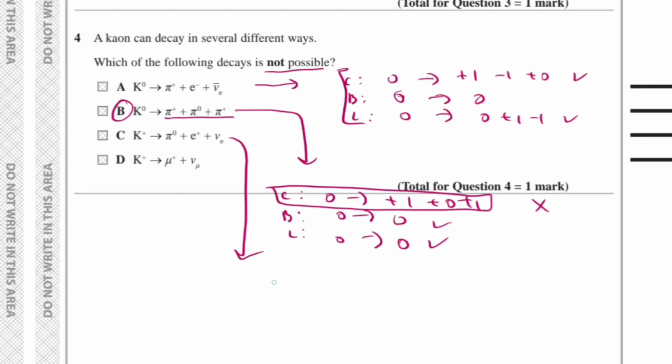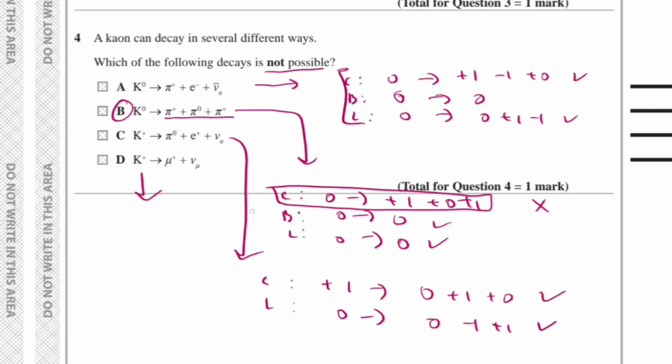Let's see option C, charge, lepton. We're not going to go through baryons because none of them has baryons. Charge is +1 on the left hand side, right hand side is 0, as it is a positron, so it's going to be +1 plus 0, so it is conserved. Lepton 0 to 0 minus 1, and that's +1, so it is conserved.